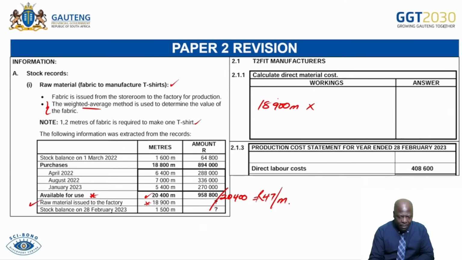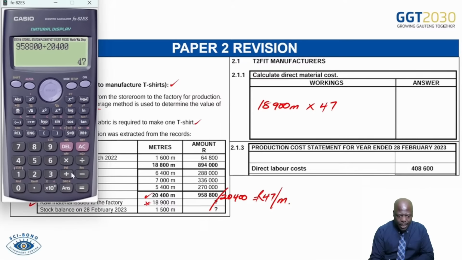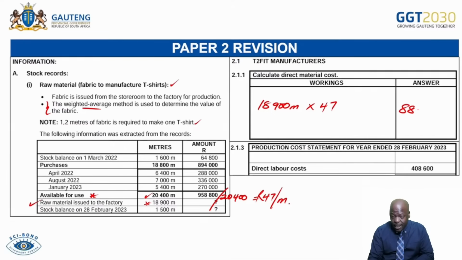And then here you have 18,900 meters that were issued to the factory. So you're simply going to calculate and multiply that by your 47 over there. Let's see how much we're going to get on our calculator. So it's going to be 47 multiplied by 18,900. And that will give you 888,300. So it becomes 888,300 like that over there.